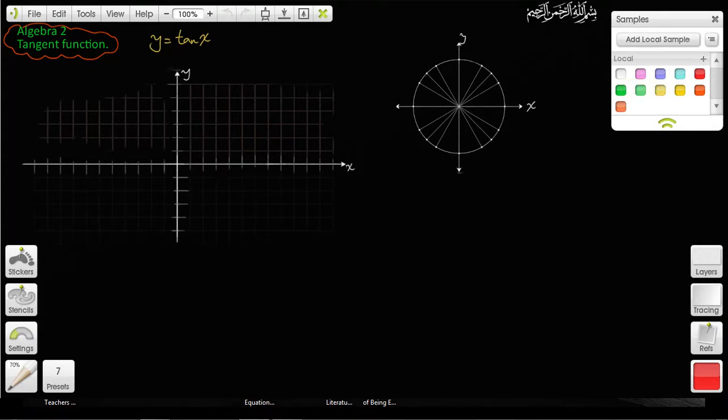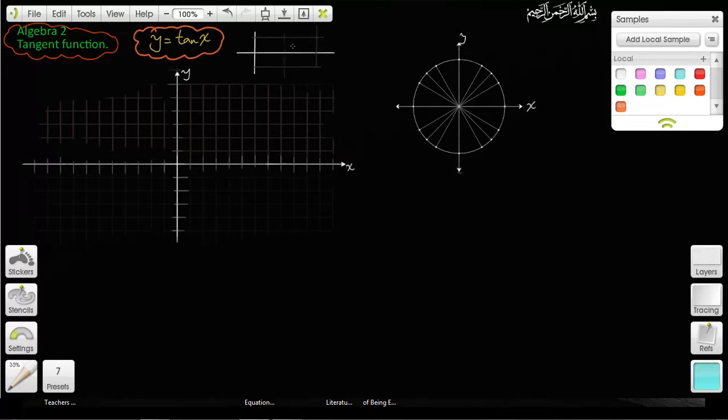Bismillahirrahmanirrahim. Today, inshallah, I wanted to talk about the y equals tangent of x graph, or the parent graph of the tangent function. So that's the topic of the day today, inshallah.